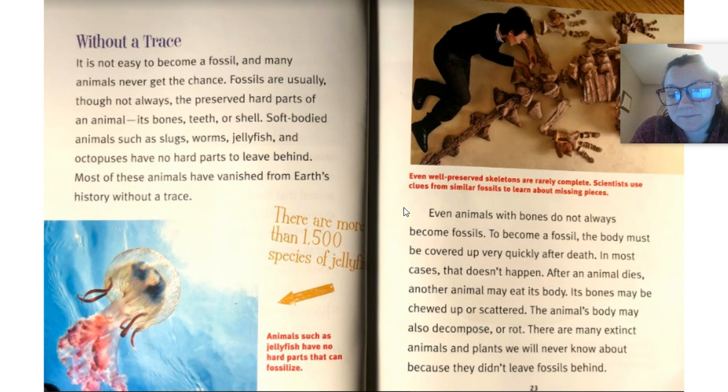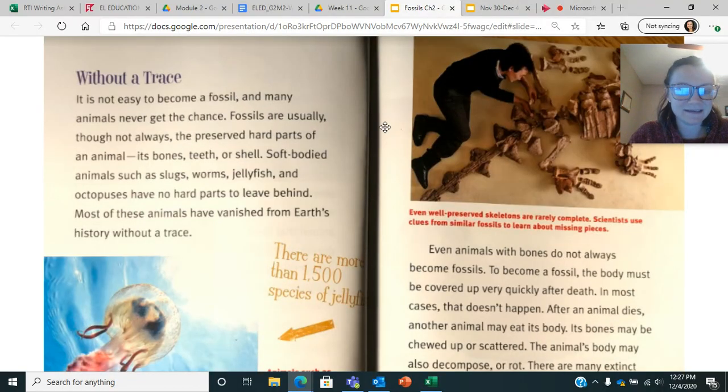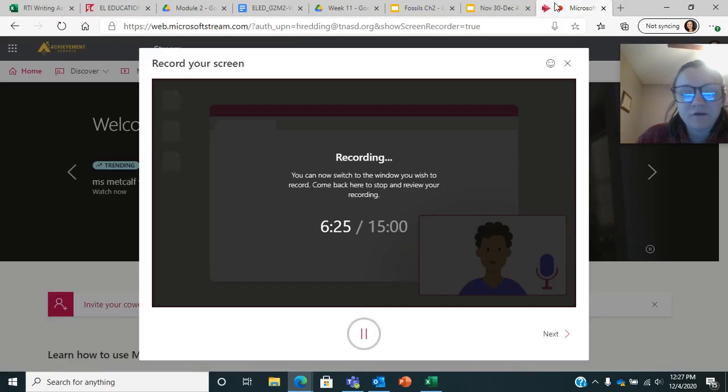Point to the caption underneath this man. Even well preserved skeletons are rarely complete. Scientists use clues from similar fossils to learn about missing pieces. And that is it. Chapter 2 of Fossils.